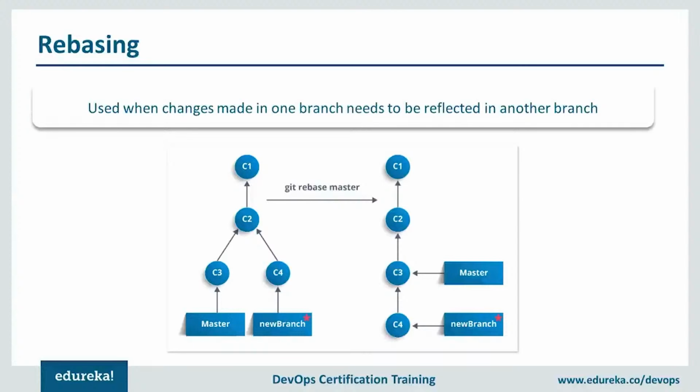Now you can ask me, why should we do that? What is the major benefit of using rebase? Basically, rebase offers you a much cleaner project history, and rebase is used when changes made in one branch need to be reflected in another branch. So any change that you make in a particular branch that needs to be reflected in another branch, then you need rebase.